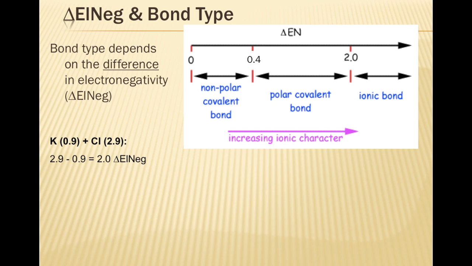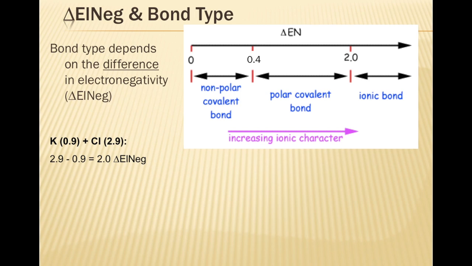So let's take a look at some examples to explain what I mean here. If we look at a compound formed between potassium and chlorine, potassium is a metal and chlorine is a nonmetal. Potassium has an electronegativity of 0.9 and chlorine is 2.9. You don't need to memorize these. These are in your book, and I will make sure that you have this information on an exam if you need it.